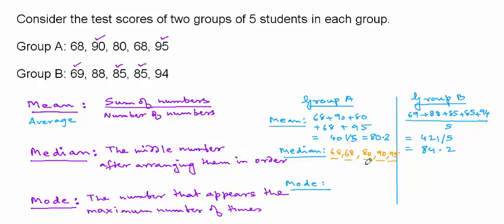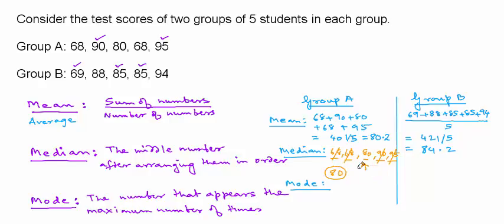And obviously, if you want to go for the middle number, you can cross off 1 from this side and 1 from this side, 1 from this side and 1 from this side. 80 is the middle number. Therefore, the median is going to be 80 for group A.